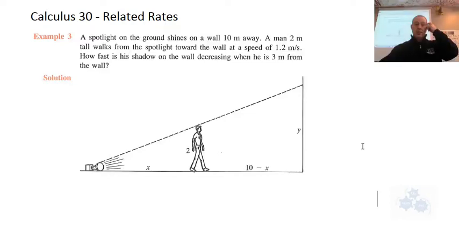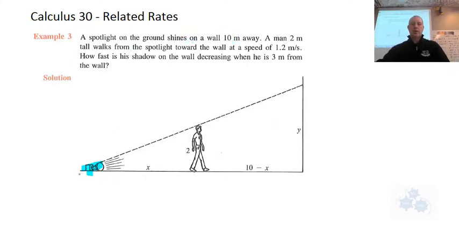Okay, so here's another example for related rates. We're going to talk about example 3, and you can follow in your textbook if you want, page 143. It says this: a spotlight is on the ground. Okay, so here's the spotlight, right here. It's on the ground, and it is shining on a wall that is 10 meters away.